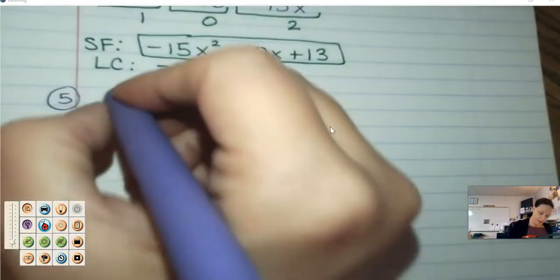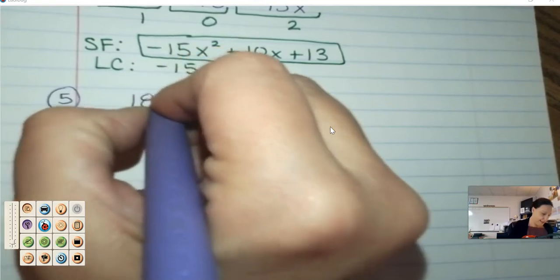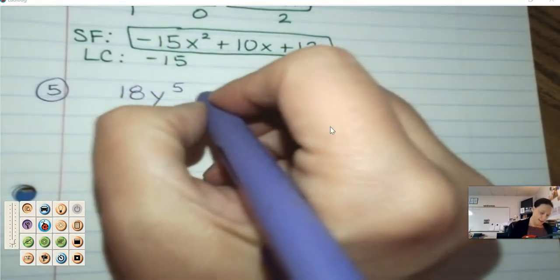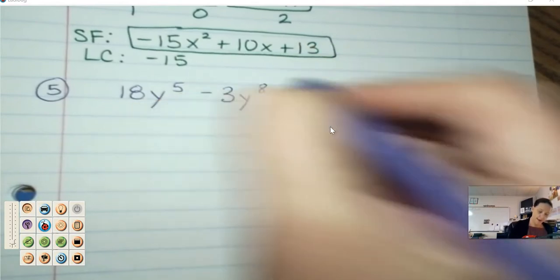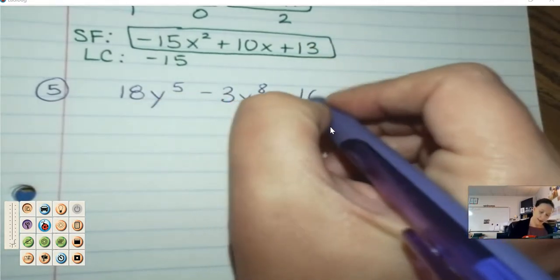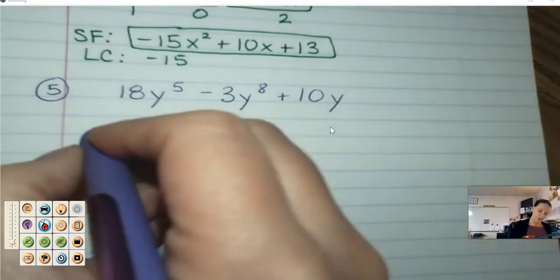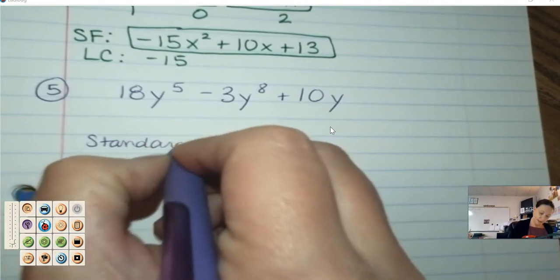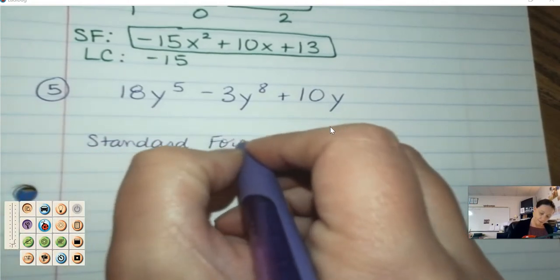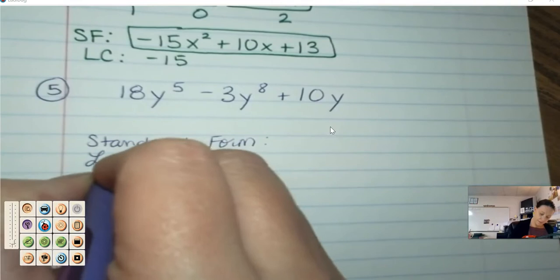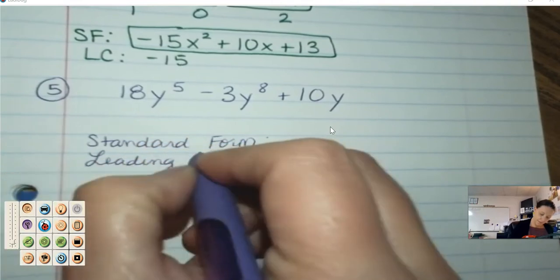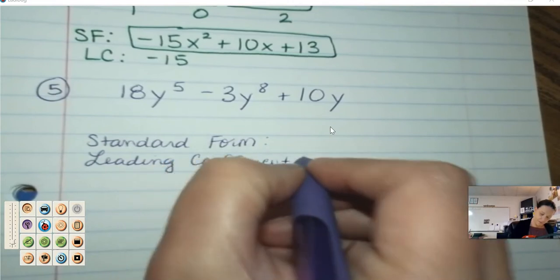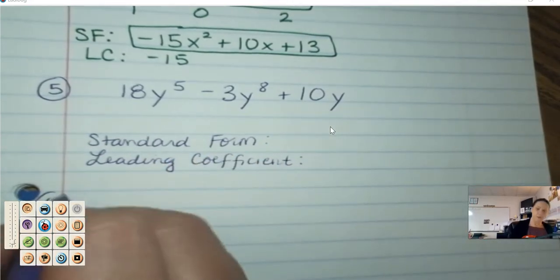Number 5 is 18y to the 5th minus 3y to the 8th plus 10y. Come up with standard form and leading coefficient. And then when you're done with that, I'll have number 6 up here for you.